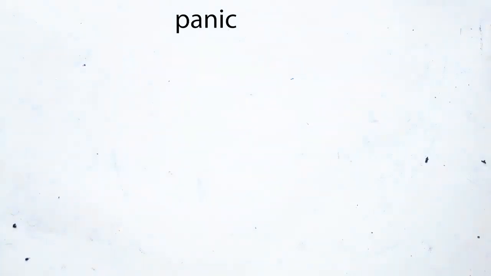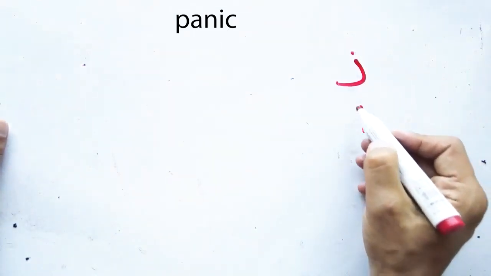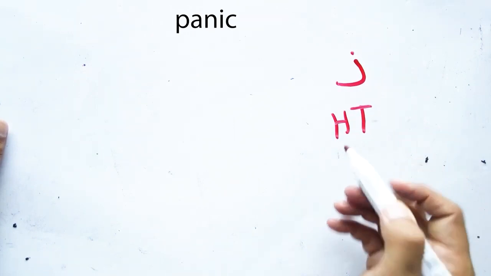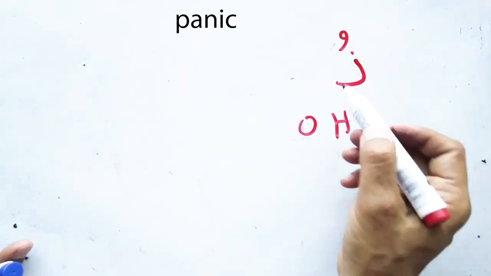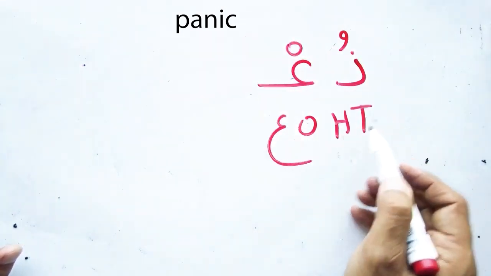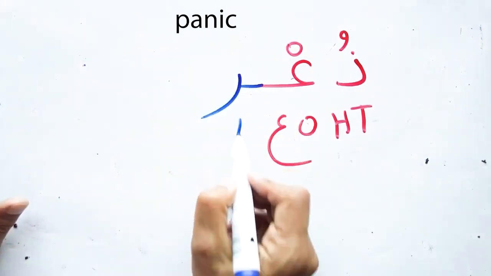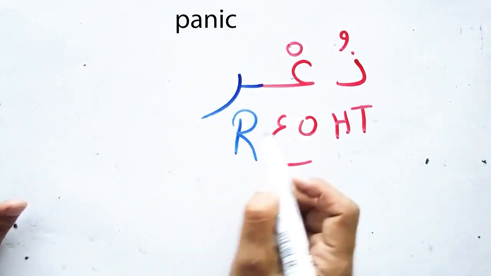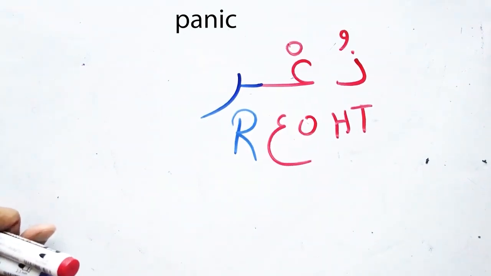ذعر. The sound of th in the word the in English with ضمّة it sounds like o. ذو. ذع, the sound of عين. ذعر, the sound of r. ذعر.